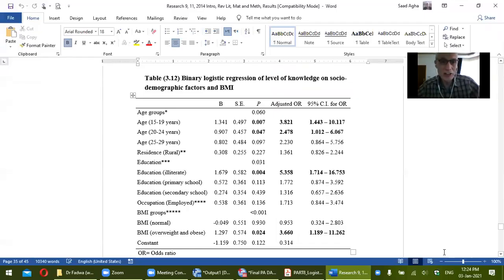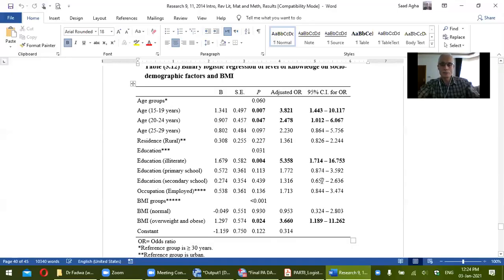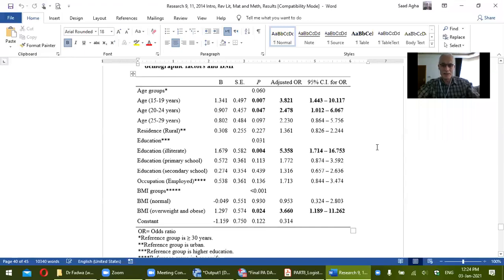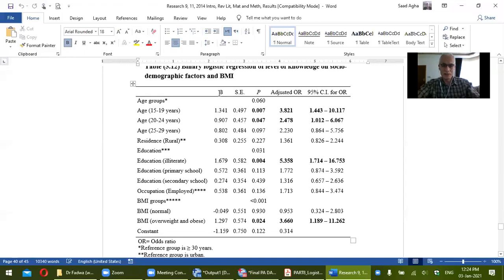We classified knowledge into two categories: no knowledge and good knowledge. The level of knowledge is the outcome, and the predictors are the socio-demographic variables and body mass index. These are the results, and you see the beta, the coefficient, the standard error, the p-value, the odds ratio, and the confidence interval.